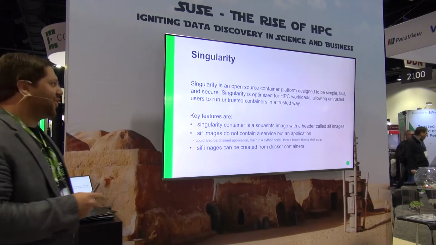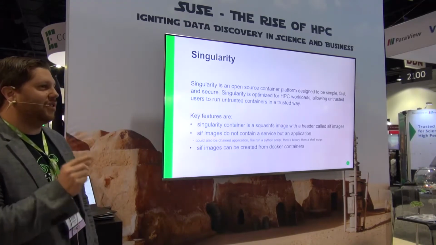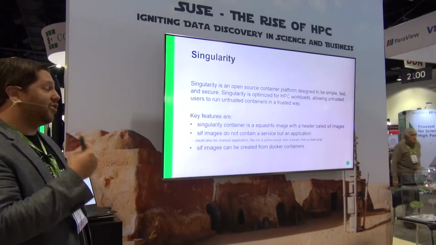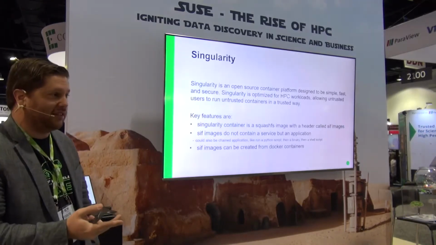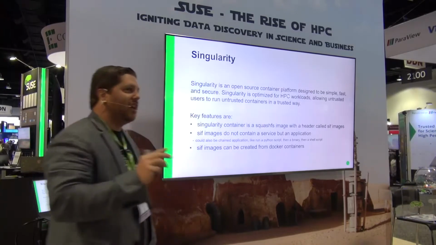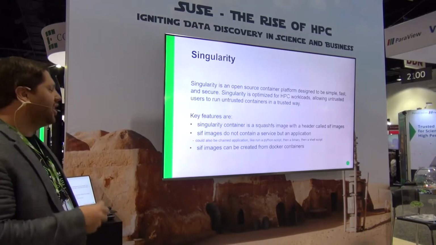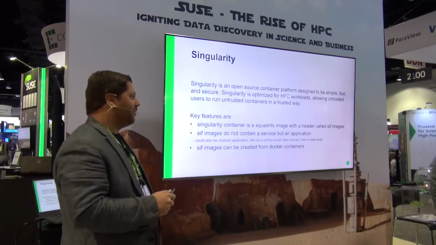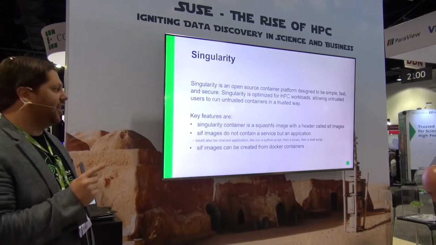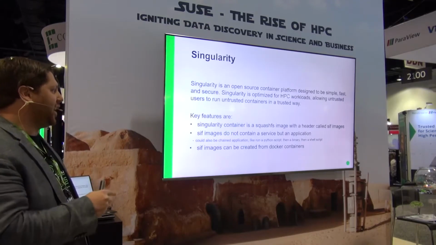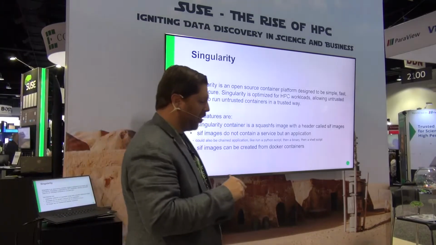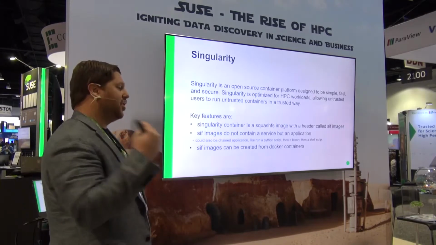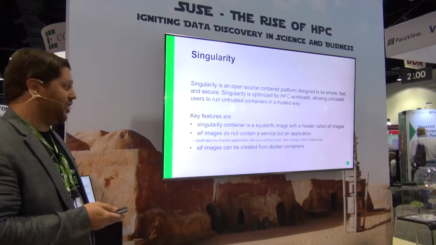Sorry. So basically, for me, how it's summed up is that last sentence: it allows you to run your containers with untrusted users in a trusted way. In HPC, it's all about security and how you run your containers. The key features: they use something called a SquashFS image, called a SIF image. You don't have a service per se in the container; it's an application. And in a very simple way, using your existing Docker images or containers, you can just deploy them as a Singularity image or container.